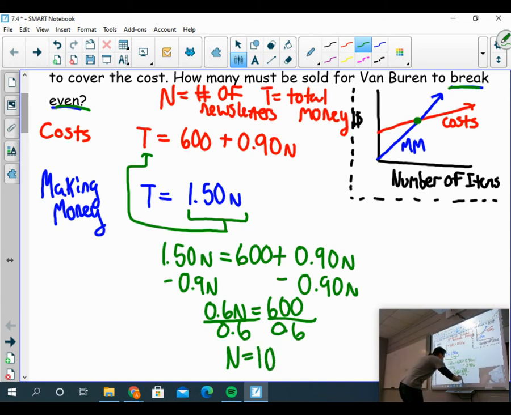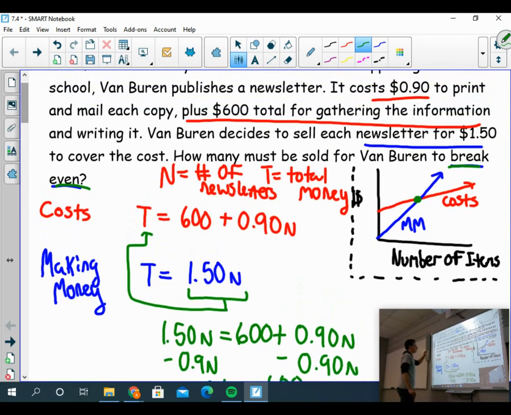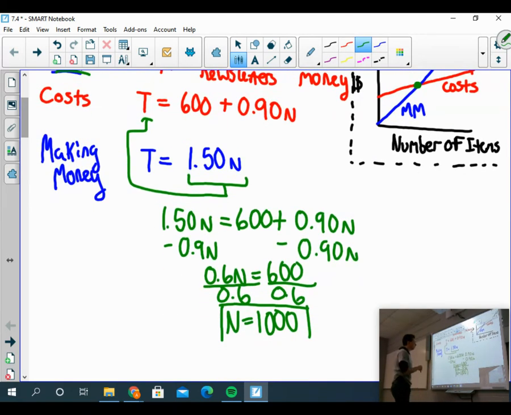N equals 1,000. Now again, and this is incredibly important, you need to be able to interpret your answer. So let's go back and look at what the question was asking us. We wanted to know how many newsletters needed to be sold for Van Buren to break even. Well, according to the work we've done, it will take Van Buren 1,000 newsletters to break even.